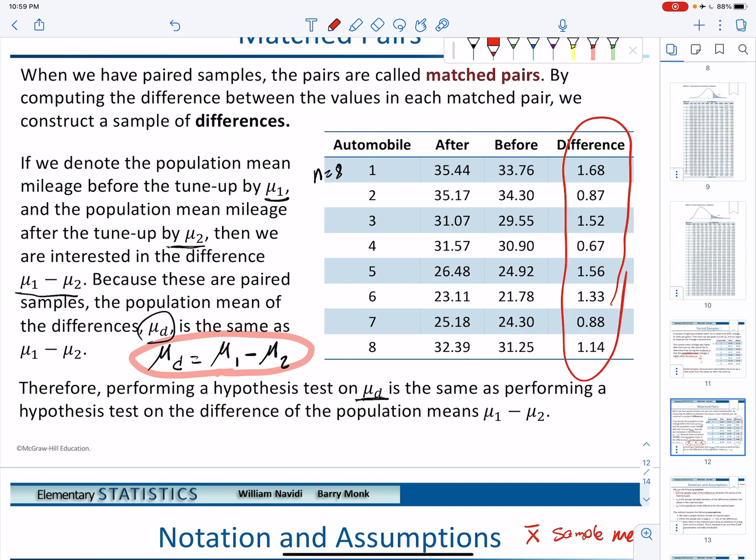So if you take all those values right there, 8 values, because these values are the differences, basically subtracted, right? Take the differences, and that yields the differences. That gives us the differences, and then if you take each one of those differences, add them up, divide by 8, that would give us our d bar, which is the sample mean of the differences. That's what d bar is.